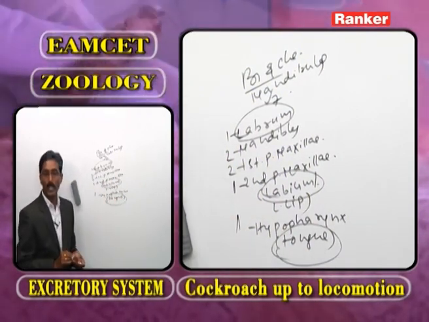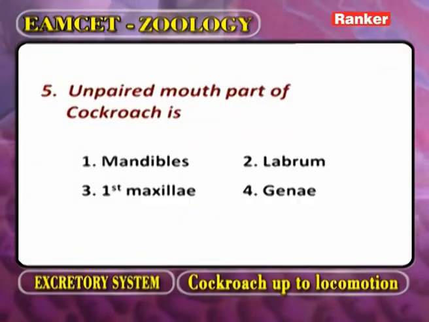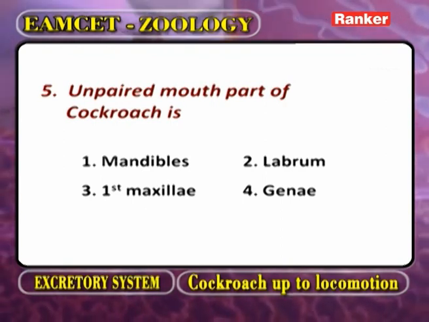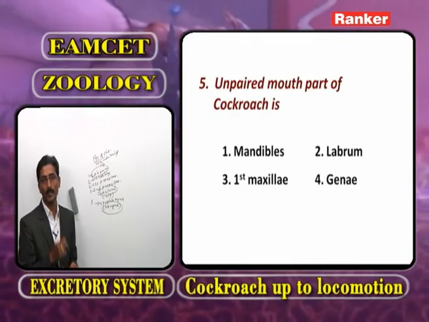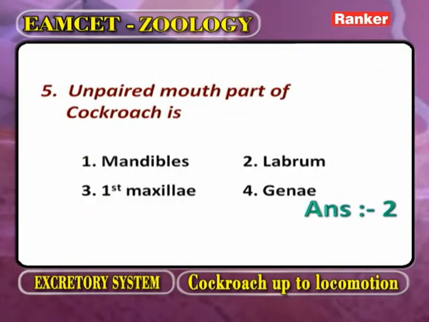Now regarding the options, mandibles, they are 2 in number. Labrum 1 in number. First pair of maxillae 2 in number. What about the gena? 2 in number. Now unpaired is the labrum. Now go for the next question.